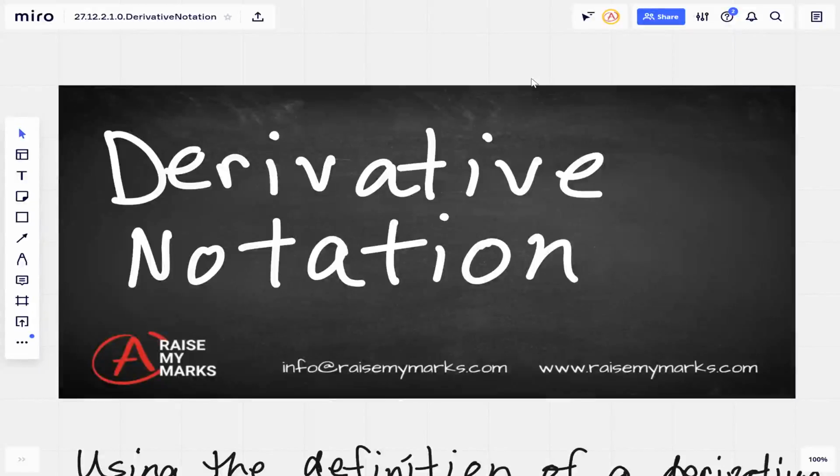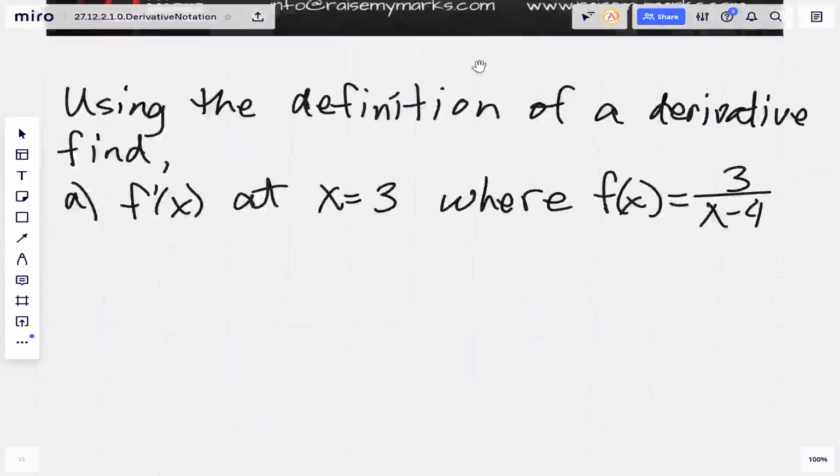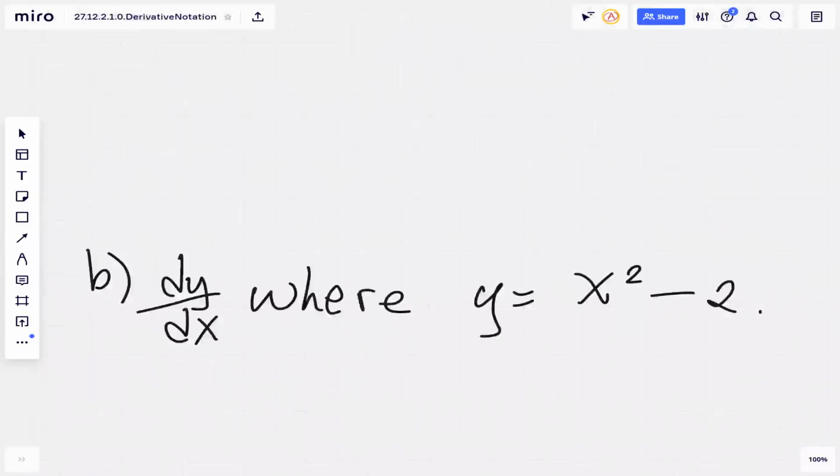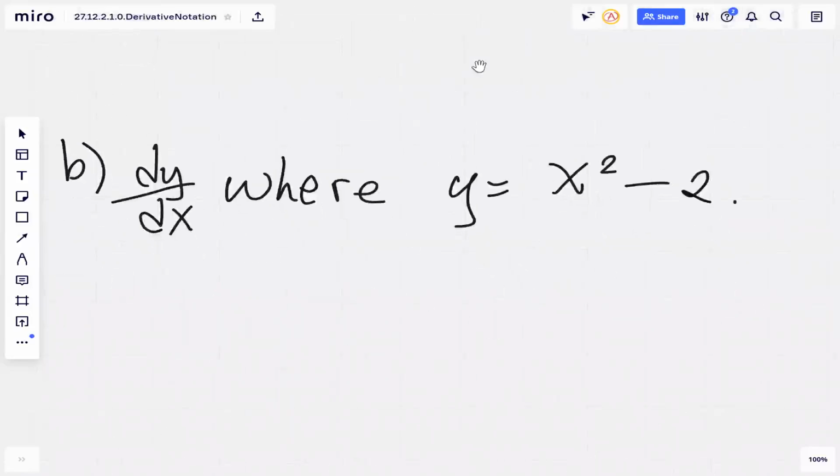Hello. So today we're looking at derivative notation. Let's see what's going on here. Using the definition of a derivative, find f prime at x equals 3, where f of x equals 3 over x minus 4. And then in part B, we're asked to find dy/dx, where y equals x squared minus 2. So there are different ways to denote the derivative of a function.